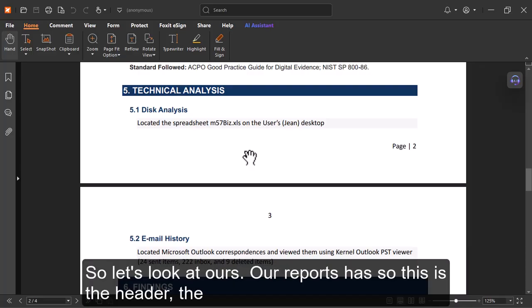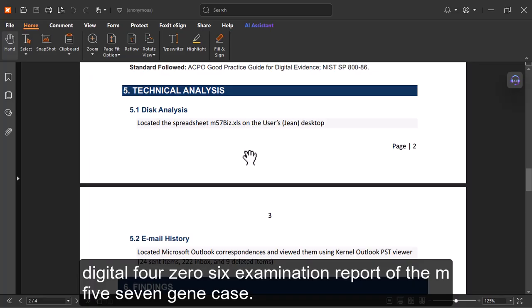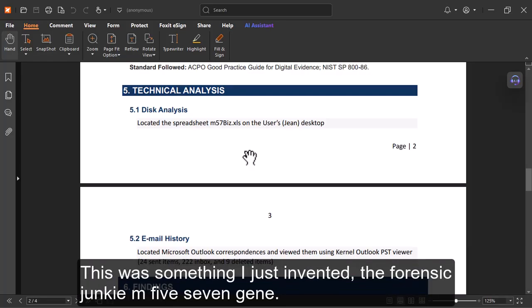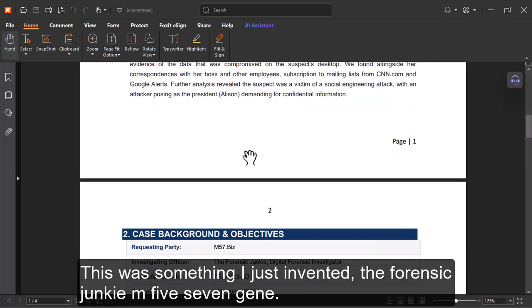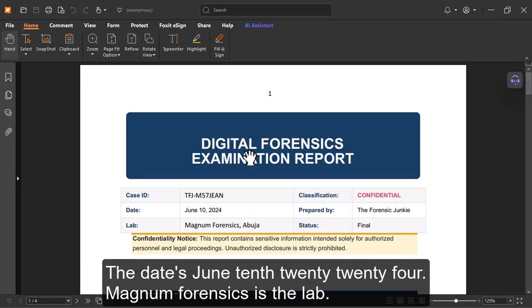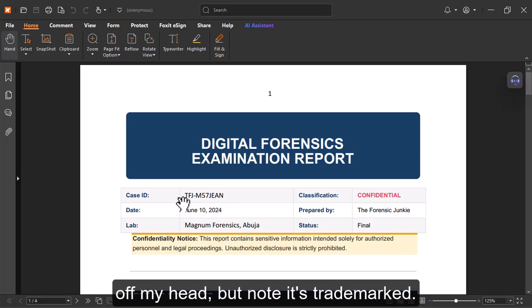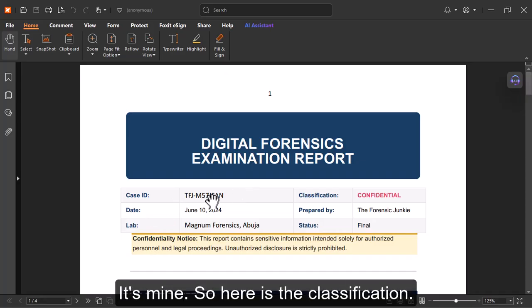Our report has, so this is the header, the digital forensics examination report of the M57 gene case. And as you can see, this is the case ID. This was something I just invented, the forensic junkie M57 gene. Date June 10th, 2024. Magnum Forensics is the lab. I don't know if such a lab exists. It just came off my head. Note, it is trademarked. It's mine.